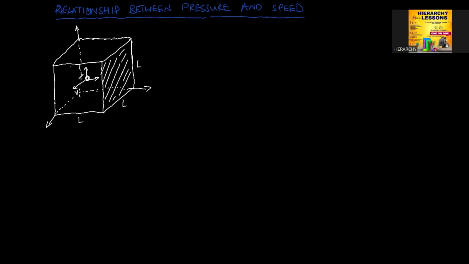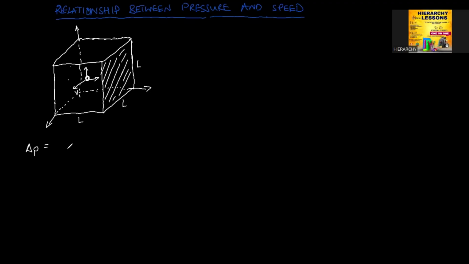It moves from this face to this shaded face, collides with it, and rebounds elastically. So there's an elastic collision. First of all, I want to deduce the change in momentum as it rebounds from that face.